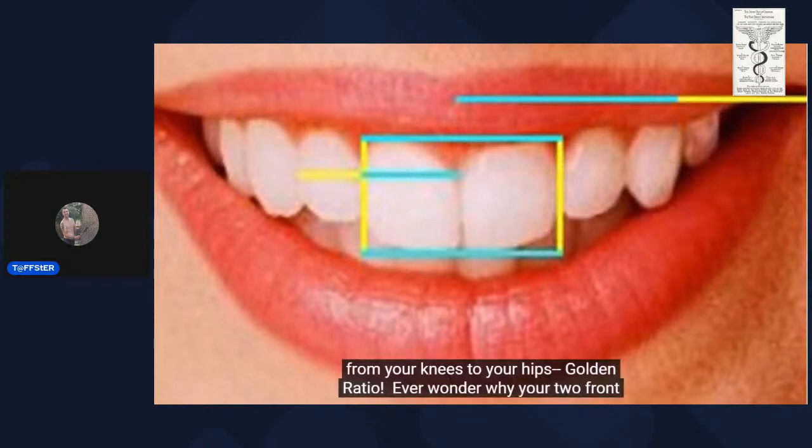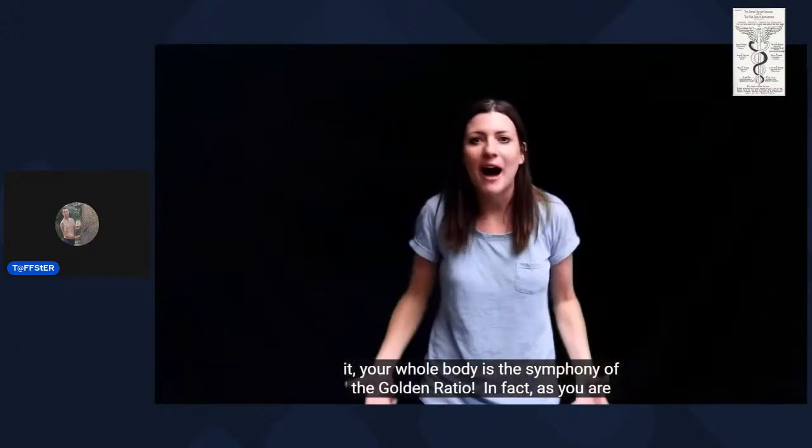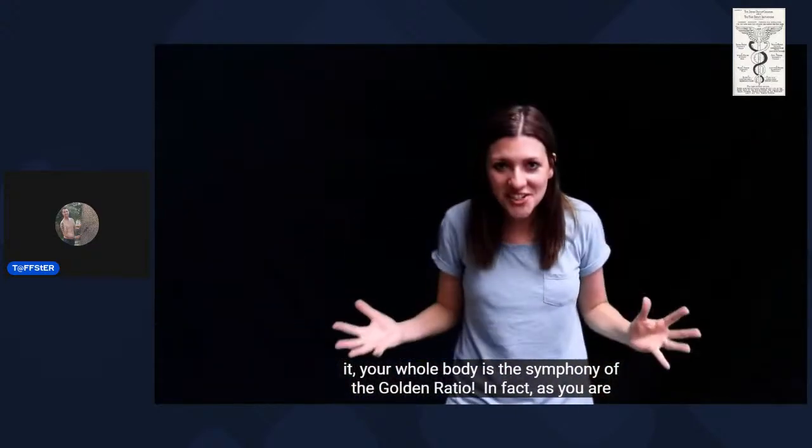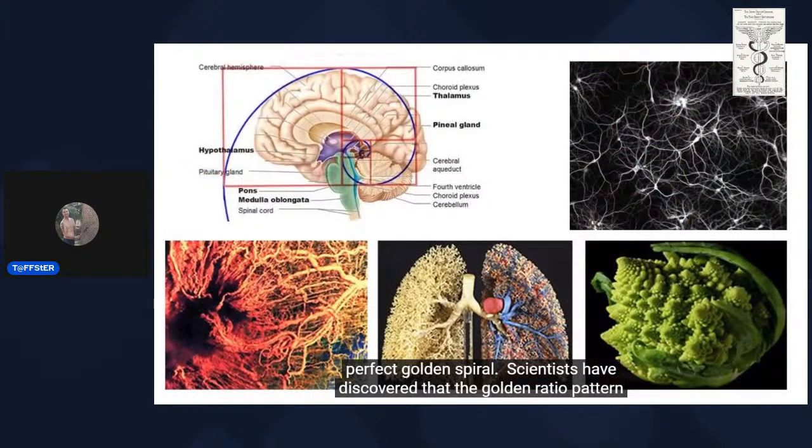Ever wonder why your two front teeth are so much bigger? Golden ratio. The pupils of your eyes, I mean, you name it, your whole body is the symphony of the golden ratio. In fact, as you are listening to this video, the sound waves are passing through your ear in a perfect golden spiral.